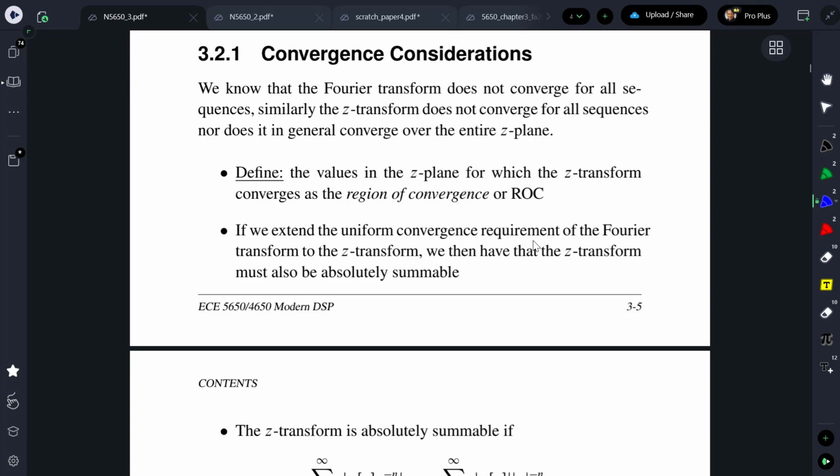So we define the values in the Z-plane where the Z transform converges or is bounded as the so-called region of convergence. This is an acronym that gets used in multiple places in electrical engineering. When I'm working in detection and estimation theory, I have something called the receiver operating characteristic, which was developed back in World War II for radar and understanding the trade-off between false alarm and detection probabilities. Here, though, it's the region of convergence, which most of you will call the ROC, R-O-C.